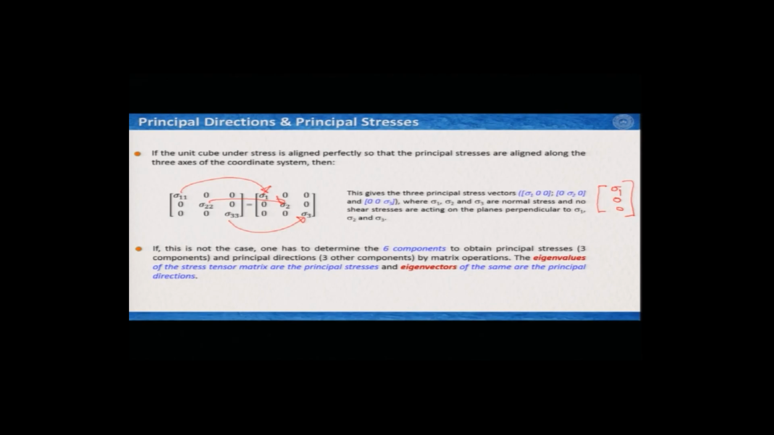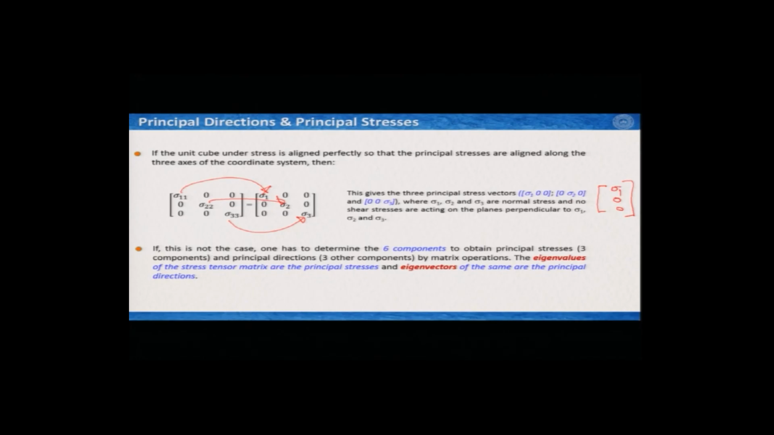Now, if this unit cube that we are considering is not aligned, that means the edges of the unit cube are not aligned to the coordinate system, then we cannot simply replace sigma 11 by sigma 1 and so on. We have to calculate what would be the sigma 1, what would be the sigma 2, what would be the sigma 3 first to get the principal stresses, and then we have to get the principal directions.